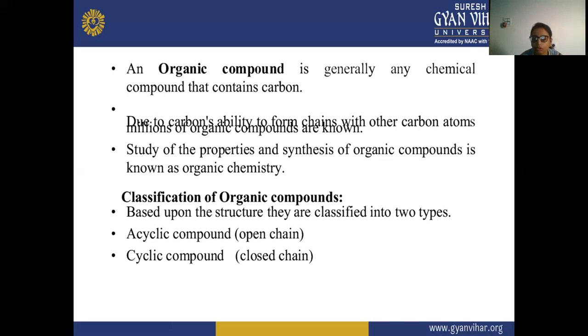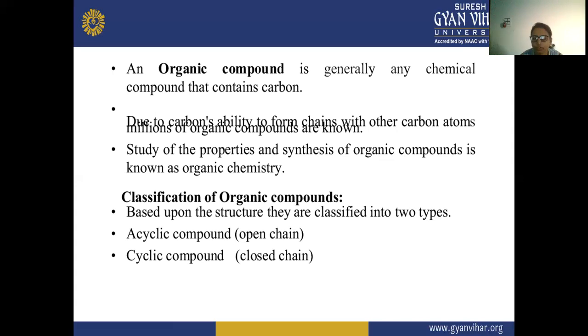Cyclic compound is your closed chain and the acyclic compound is your open chain. So acyclic compounds contain the chain, which can be small or large. Acyclic means "a" is attached to the cyclic. It means they are forming an open chain, and the cyclic compound means they are forming a closed chain.